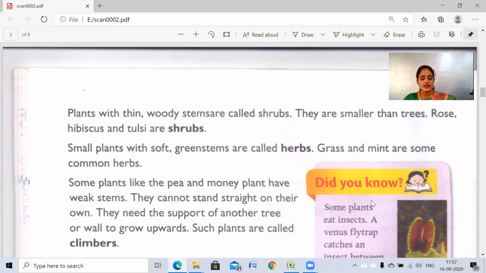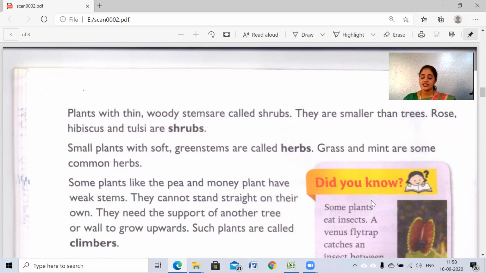Okay. Example, rose, hibiscus, tulsi are few examples of these shrubs. Okay, now after the trees, we can see the shrubs have woody stem. What about the other type of the plant? Come to the herbs. Small plant with soft green stem we call as herbs. Examples: grass, mint, coriander are few examples of these herbs.